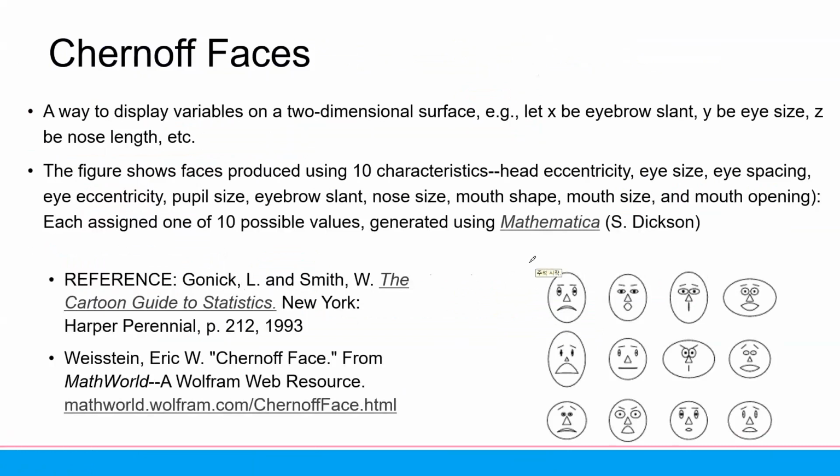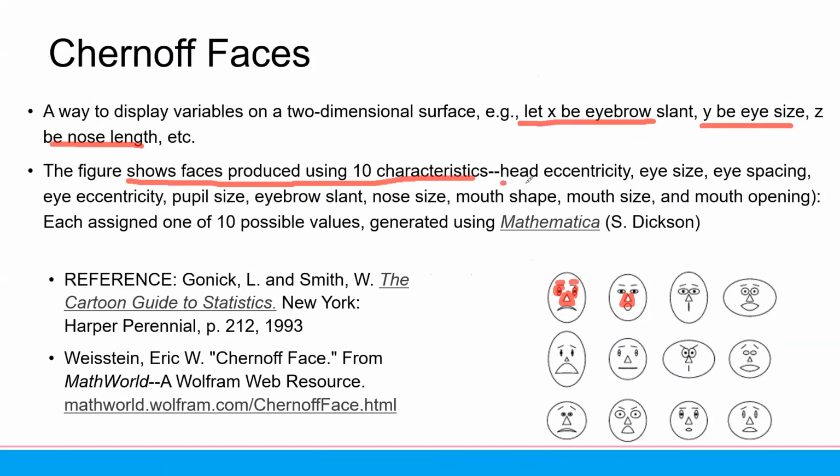We can have this two-dimensional surface. Let's say X is the eyebrow. Let Y be the eye size. And then Z is the nose length. This is nose. So different structure or different shape, it will show different values. And the figure shows faces produced using 10 characteristics. So if you have like 10 attributes, okay, you can use this kind of visualization.